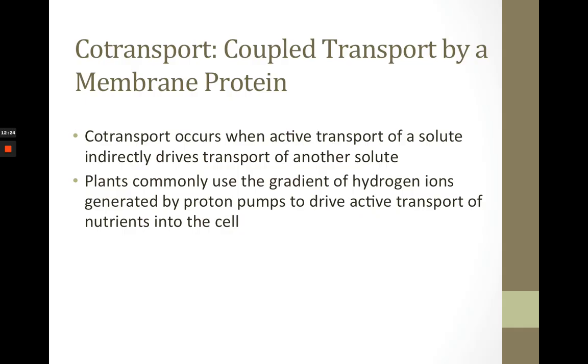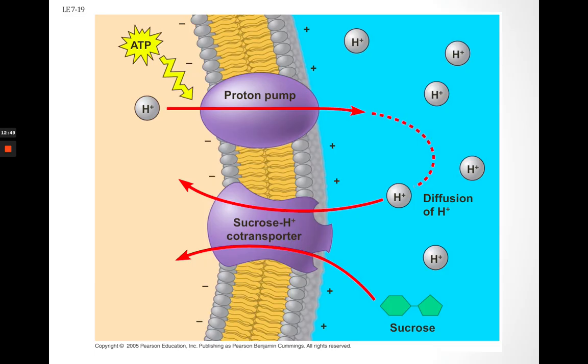So one example is co-transport. This is a coupled transport by a membrane protein. Co-transport occurs when an active transport of a solute indirectly drives transport of another solute. So we move one molecule and we pay for it, and then we use that energy to move another molecule. Plants commonly use the gradient of hydrogen ions generated by proton pumps to drive the active transport of nutrients into the cell. So let's take a look.